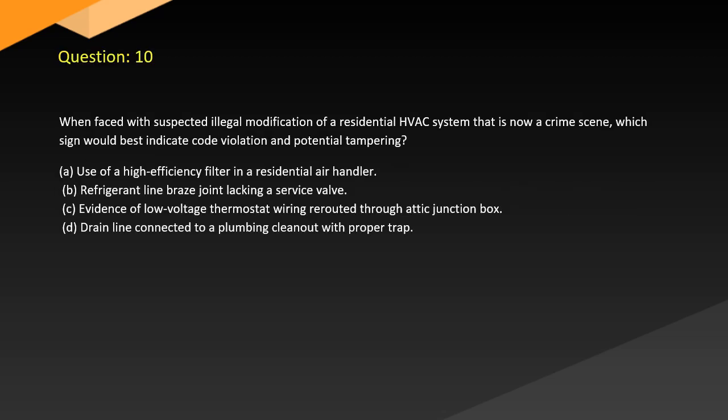Question 10. When faced with suspected illegal modification of a residential HVAC system that is now a crime scene, which sign would best indicate code violation and potential tampering? A. Use of a high-efficiency filter in a residential air handler. B. Refrigerant-lined brazed joint lacking a service valve. C. Evidence of low-voltage thermostat wiring rerouted through attic junction box. D. Drain line connected to a plumbing clean-out with proper trap.